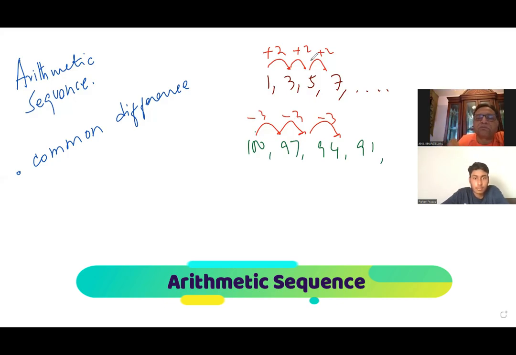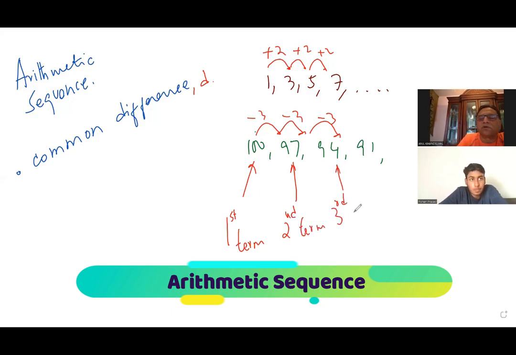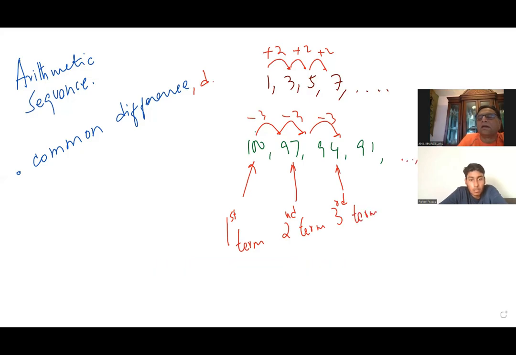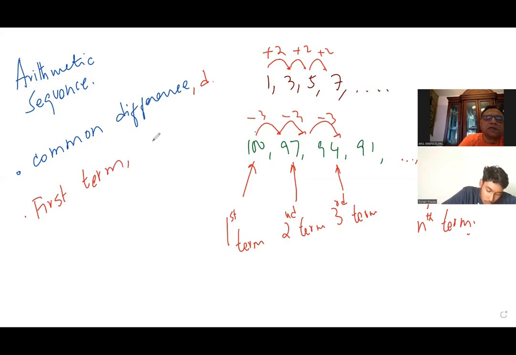Now in a sequence, in general, we have a common difference. Let this common difference be D. These are called the terms. This is the first term. This is the second term. This is the third term, and so on. In general, we'll have the nth term, any term. Would we express the first term as D? You can say first term; in the books, normally we say A.